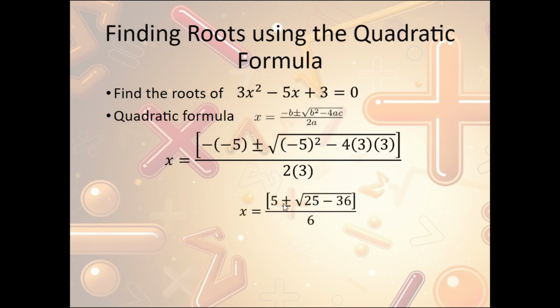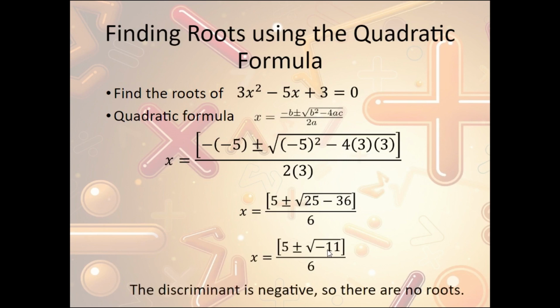So we end up with 5 plus or minus the square root of 25 minus 36 over 6. Well, what we should notice is when we combine these, we end up with negative 11. Going back to our idea of a discriminant, we know that if there is a negative under the radical, there are no roots. So in this case, we would just say there are no roots, or we'd say no solutions.